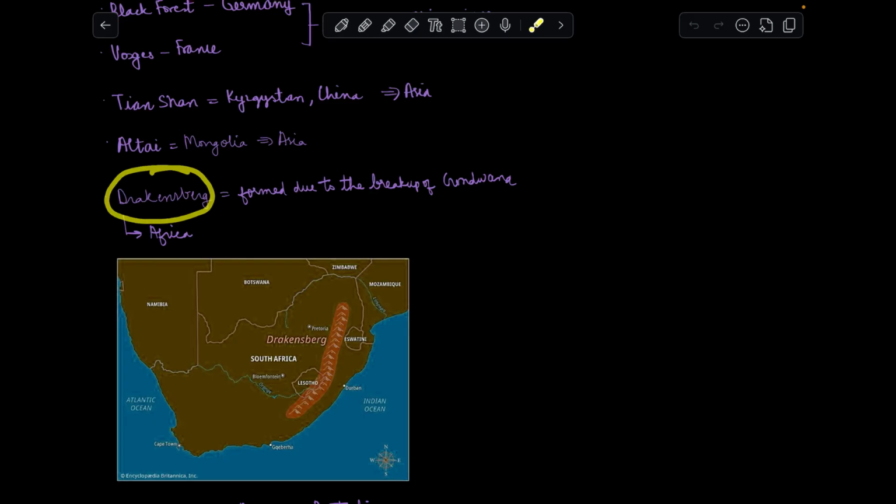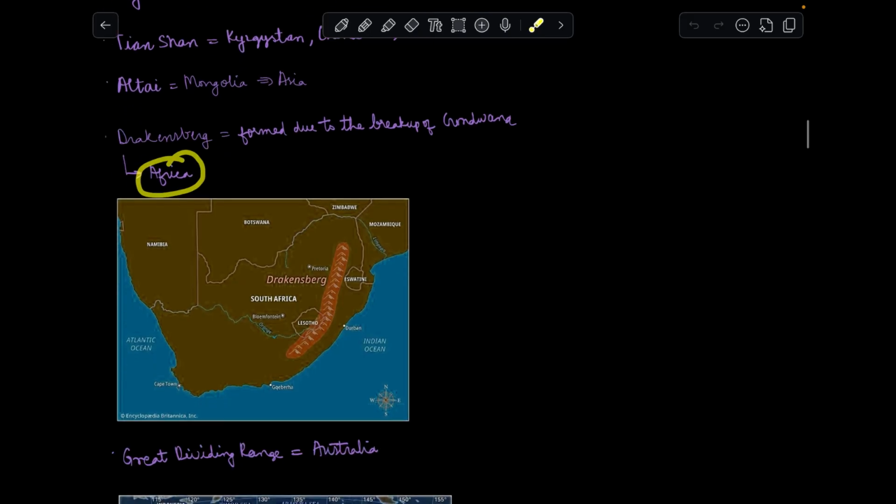The Drakensberg is found in Africa. So this is the Drakensberg. You can see it passes through Lesotho, and Eswatini is over here. We've read about the countries in the Western Indian Ocean region, WIOR.